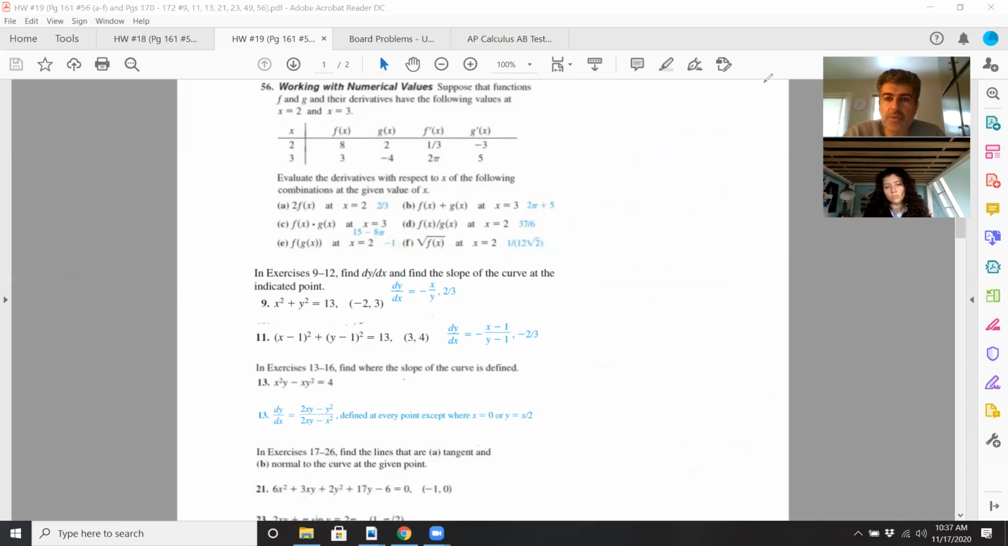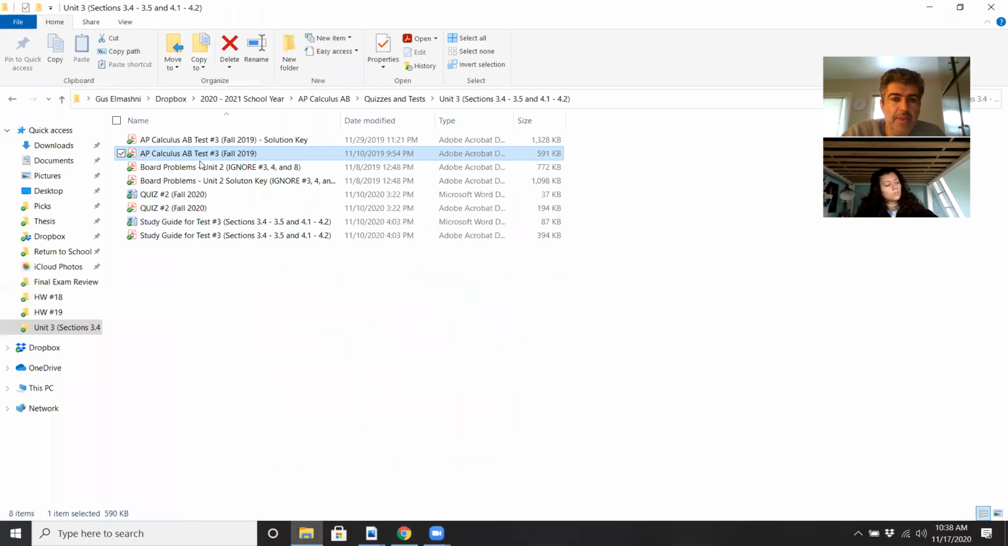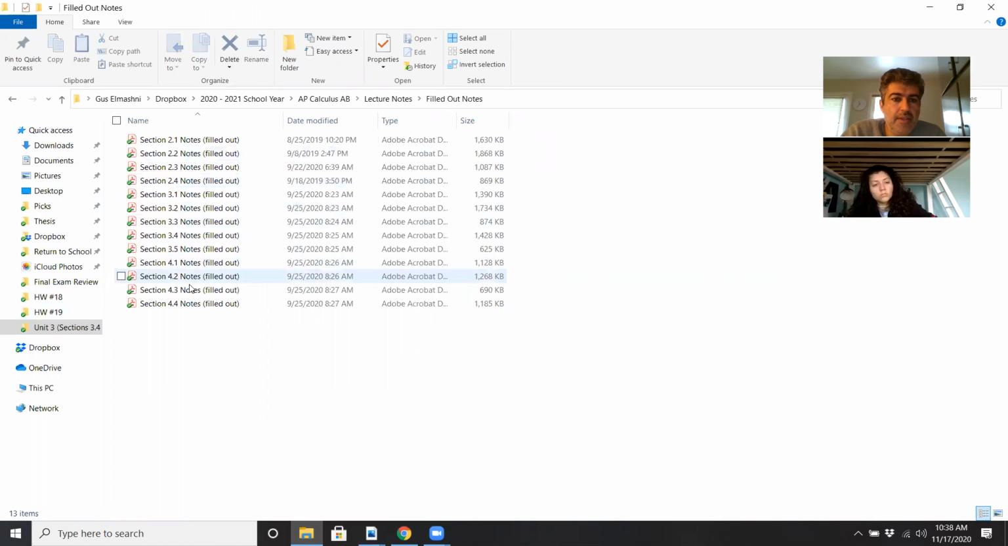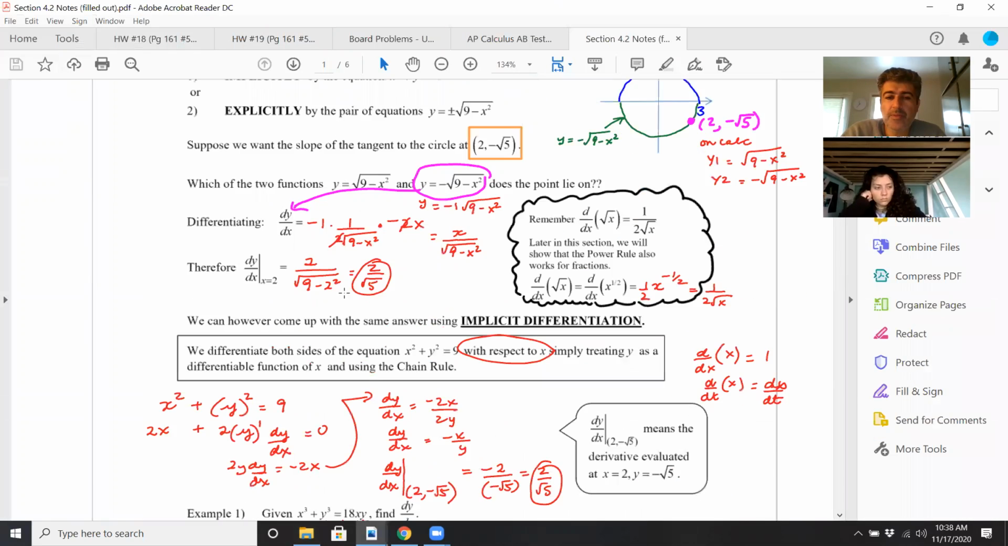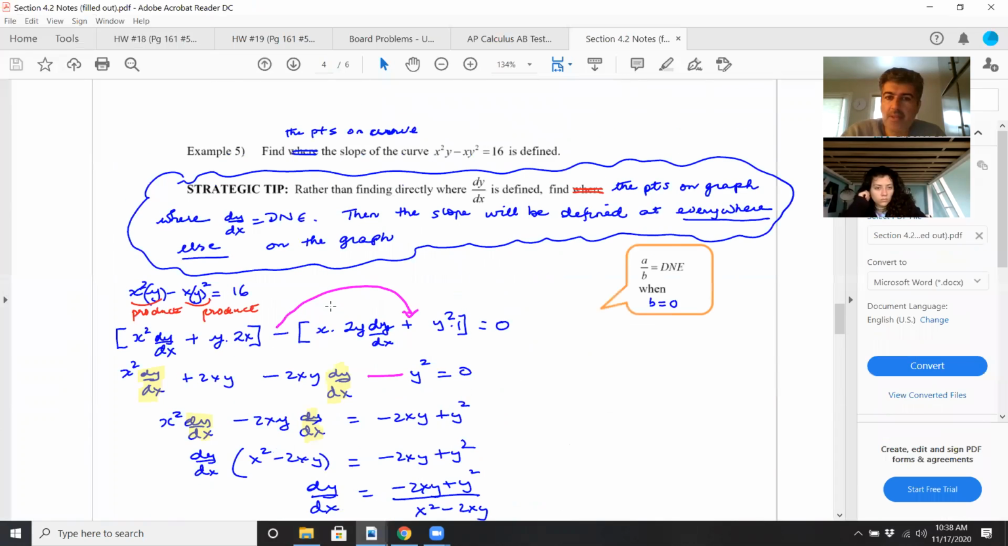The next question was on number 13. 13 is a good one. Actually, I like this problem a lot. This is a great problem because we had this in our notes. In fact, if I pull up the lecture notes, that was, I think, in example 5 of the 4.2 notes. So page 4. Yep, example 5.